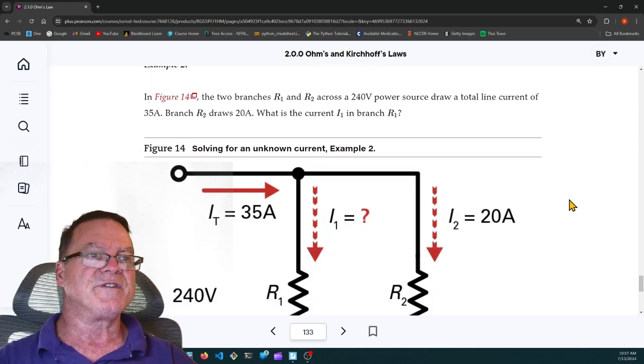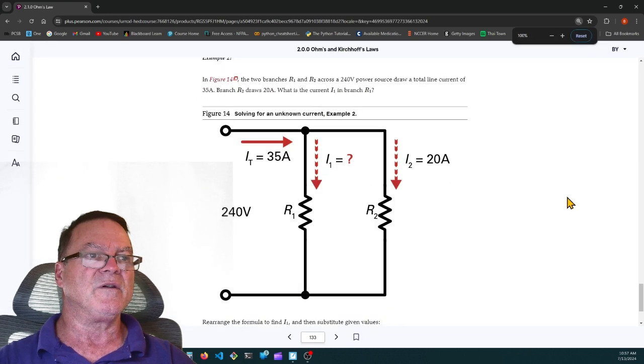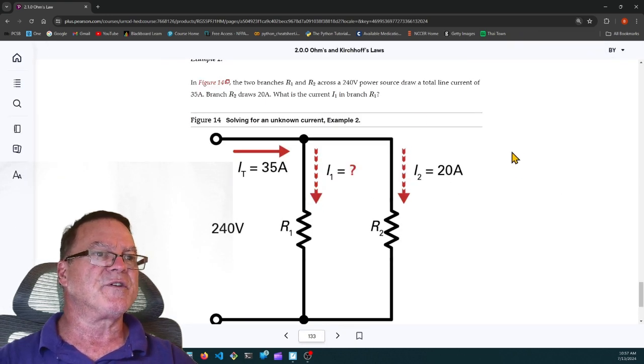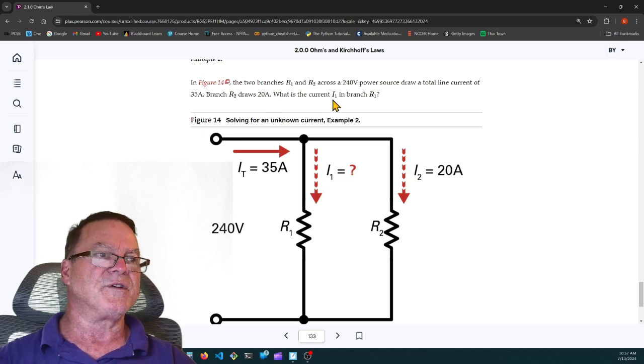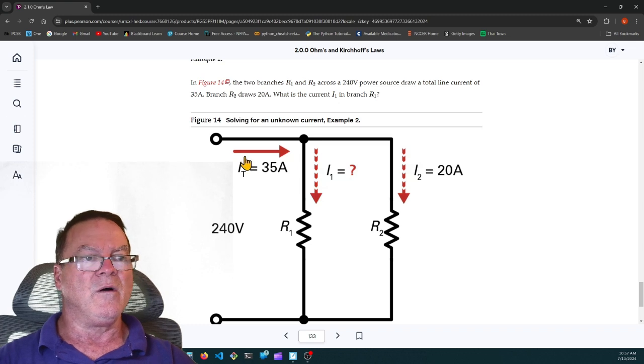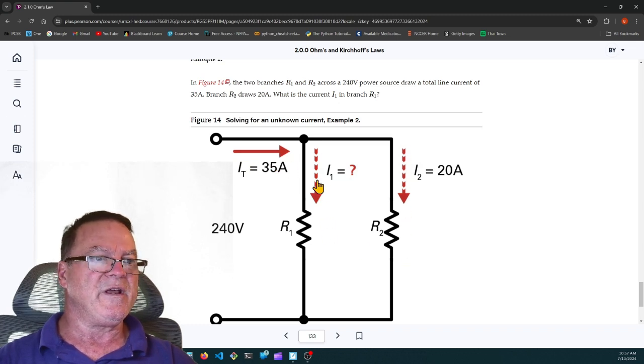In figure 14, let me make it smaller. The two branch circuits, R1 and R2, across a 240 volt power source draw a total line current of 35 amps. Branch R2 draws 20 amps. What is the current in I1 in branch R1? Well, 35 minus 20 equals 15, so there's 15 amps flowing through R1.